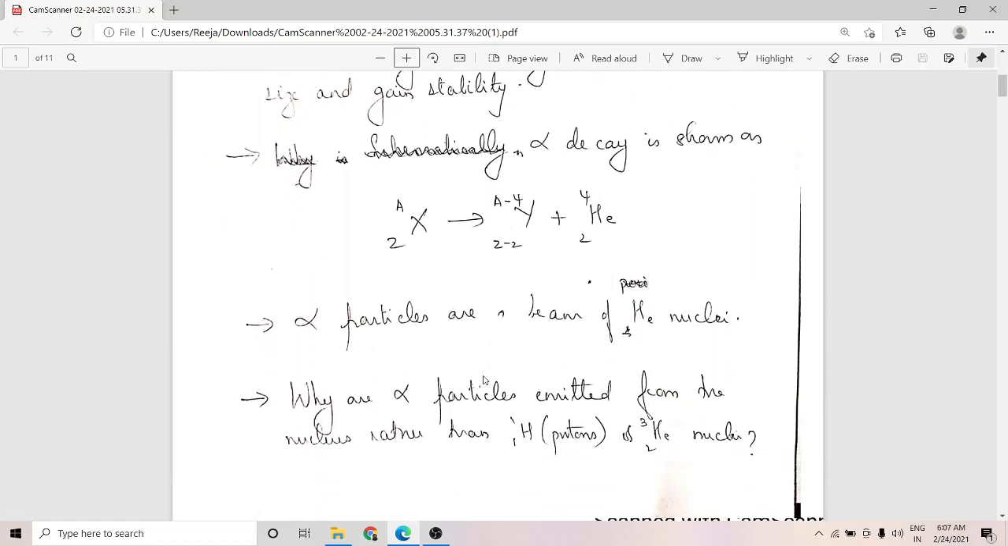Our next question is, why are alpha particles emitted from the nucleus rather than protons or 2He3 nuclei? So, why is it particularly that the alpha particles are emitted from the nucleus other than particles like these? Even if a proton is emitted or a 2He3 nucleus is emitted, then also the size of the nucleus will reduce. But these particles are not emitted. Instead, it is particularly the alpha particles that are being emitted. So what's the reason for that?